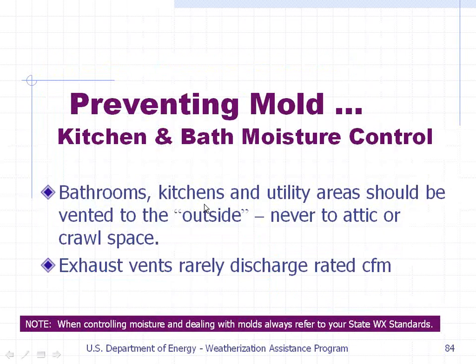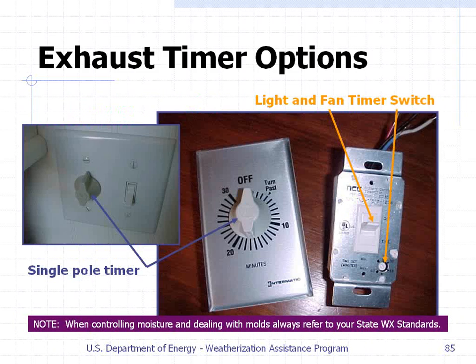Now, preventing mold, kitchen and bath moisture control. Bathrooms, kitchens, and utility areas should be vented to the outside, never to the attic or crawl space. Exhaust vents rarely discharge the rated CFM. Exhaust timer options: a single pole timer or a light and fan timer switch.